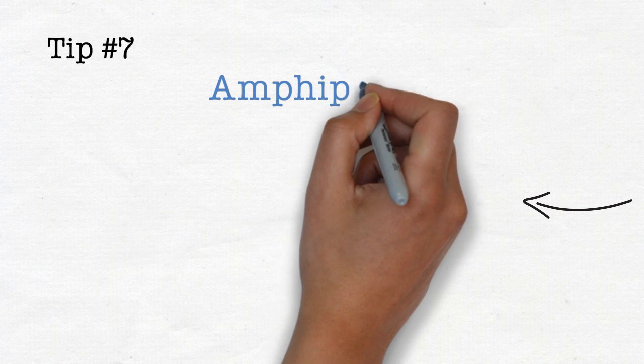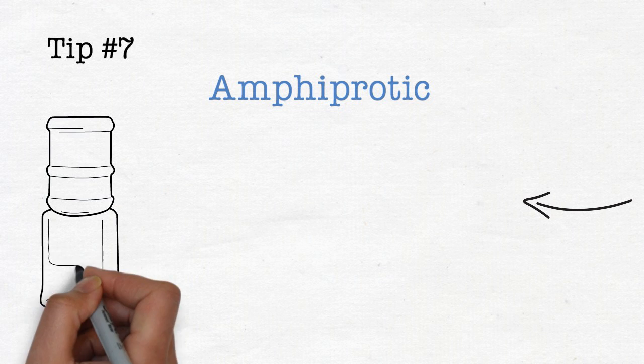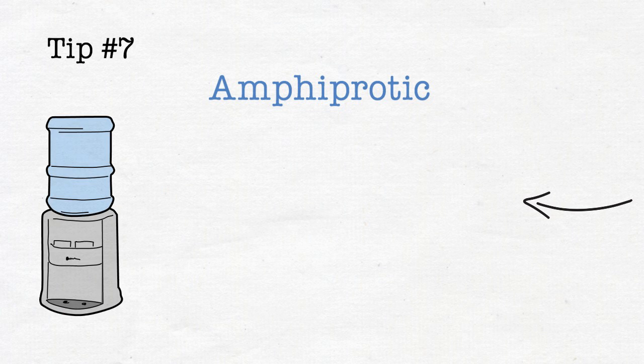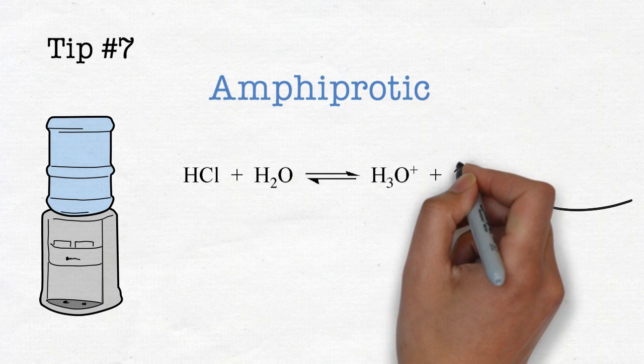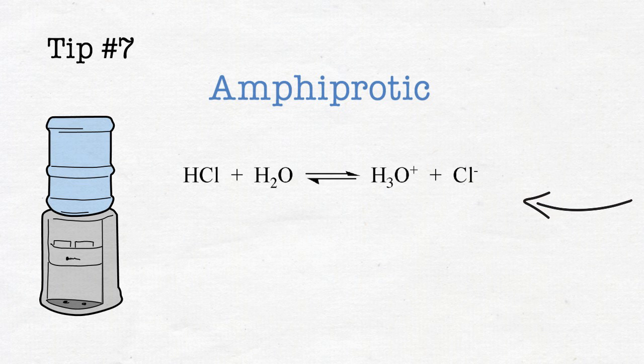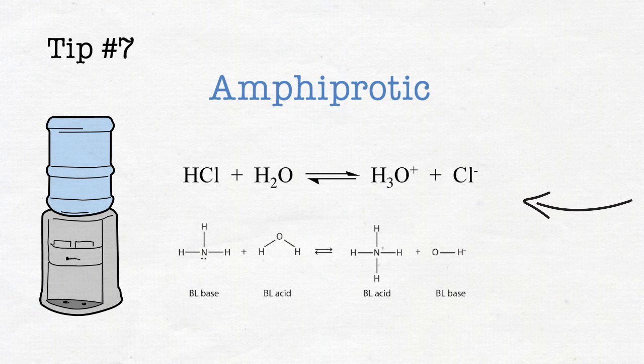Tip number 7. Amphiprotic. This is a term to classify a species that is both an acid and a base. We just looked at water acting as an acid. We can also see here water acting as a base as it accepts a proton to form hydronium. So water acts as an acid and a base.